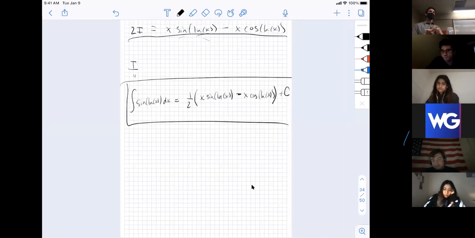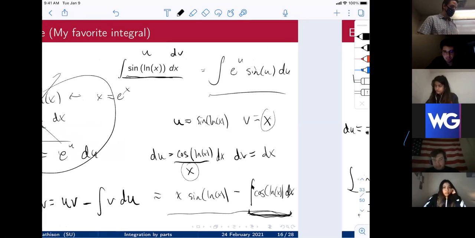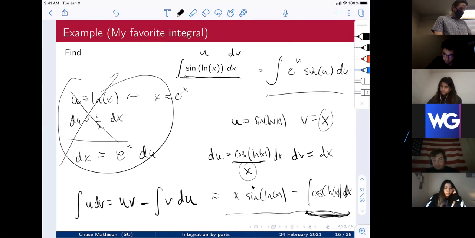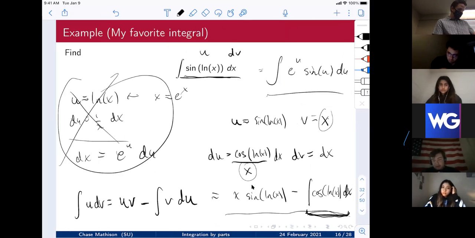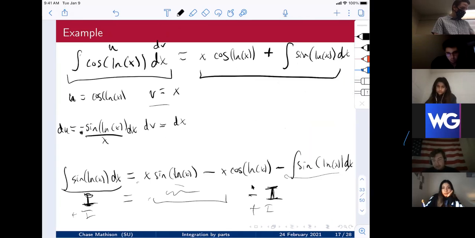And yeah, April. Can you go back a few lines to the previous slide? Where did that extra x, the minus x sine ln of x, come from? I think it was in the next slide. It was somewhere where you had x cosine ln of x minus x sine ln of x plus the integral of sine ln of x. Yeah, that.